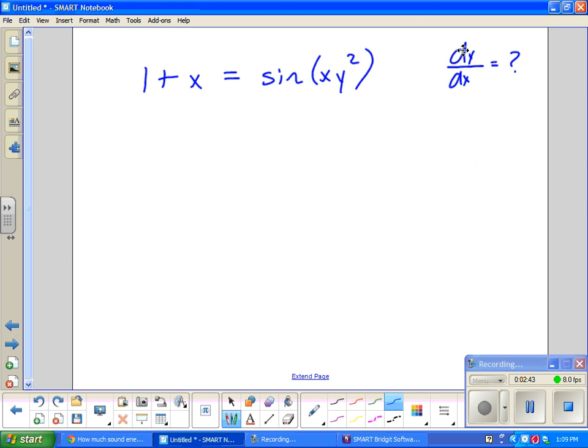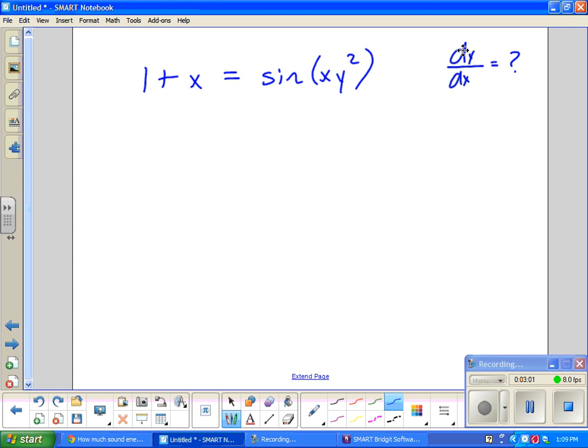So I see 3 terms. The one is derivative of 0x. Derivative of x is 1. The left side is very easy. On the right side, I have sine and then the quantity xy squared. So I'm going to have to do a chain rule, and I guarantee the derivative of xy squared is going to have a product rule.